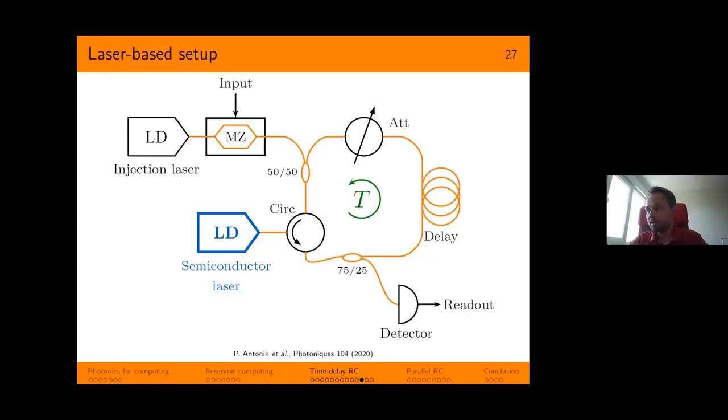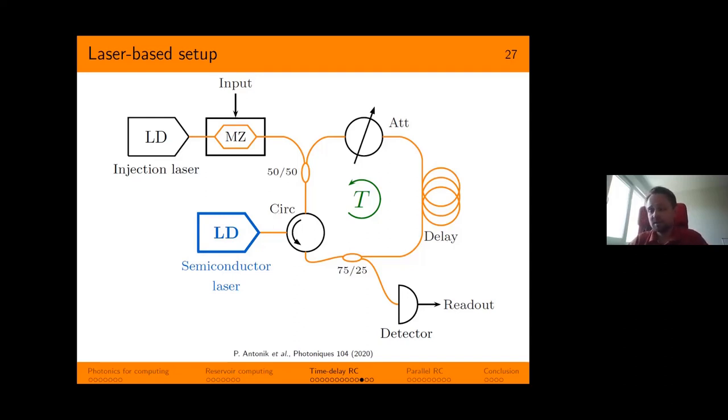Here, again, is another reservoir setup, like the previous ones. But now at the injection, we have a laser because we need coherent light in the loop. And the nonlinear element is a laser as well. This laser is driven through a circulator. It's an optical device that allows the light to pass in this direction from the loop into the laser, and in this direction from the laser to the loop, and not in any other direction. So we avoid unnecessary reflections back to the laser that would destabilize its dynamics.